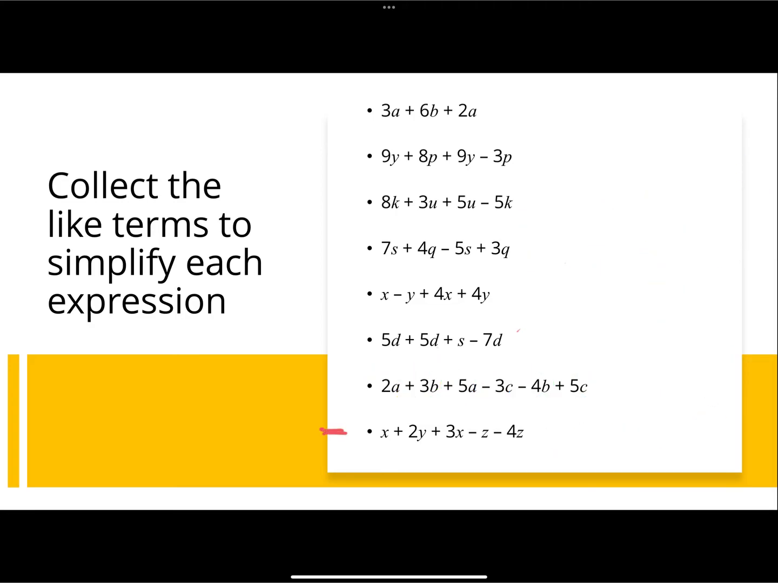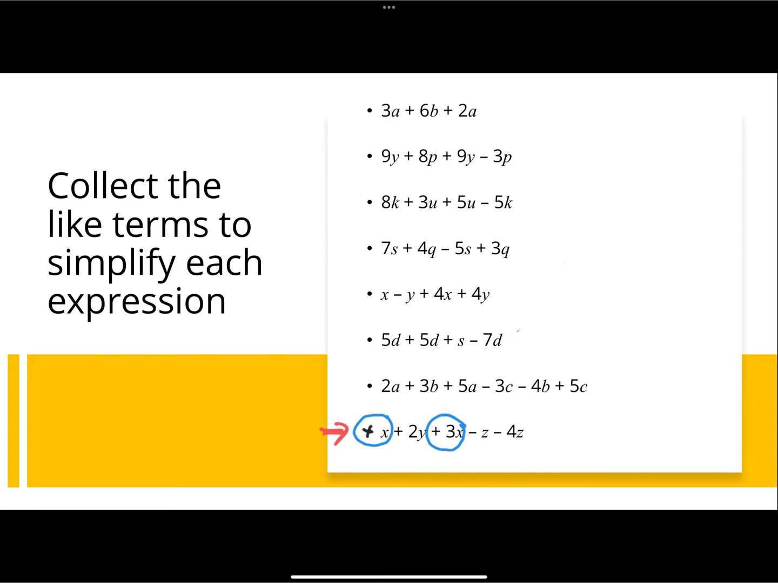Okay, our lucky last one for this session. I'm going to look at my x at the front. It doesn't have anything in front of it, so it must be a positive. I'm going to circle my x's in blue. There's an x there. There's an x there. Whoa, there's z's there. Can you do that?